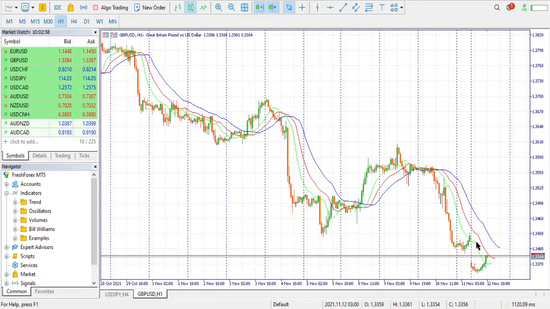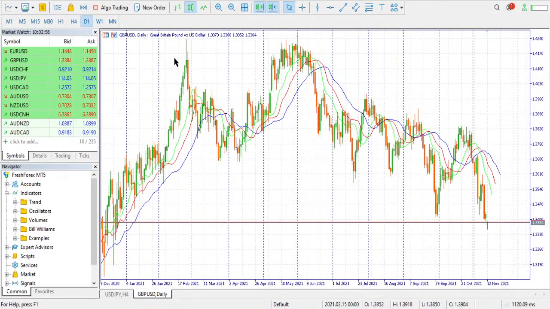So we've come to the end of the week. This is Friday, 12th of November. I'd like us to start off with the chart on our screen. We'll start with the GBP USD.